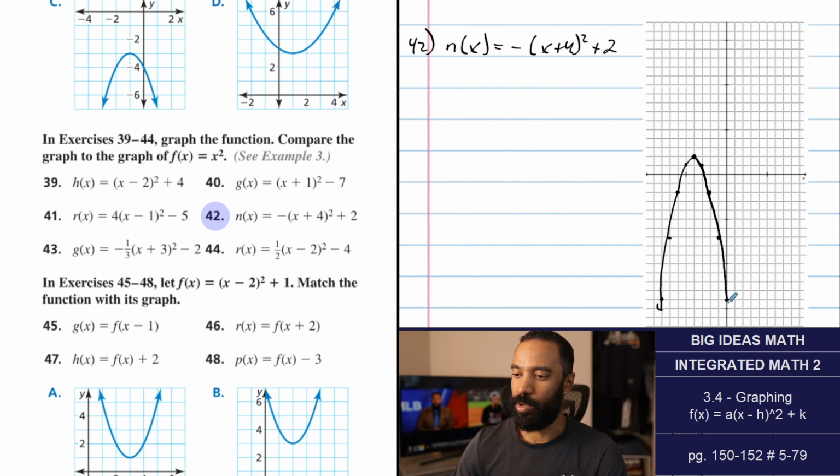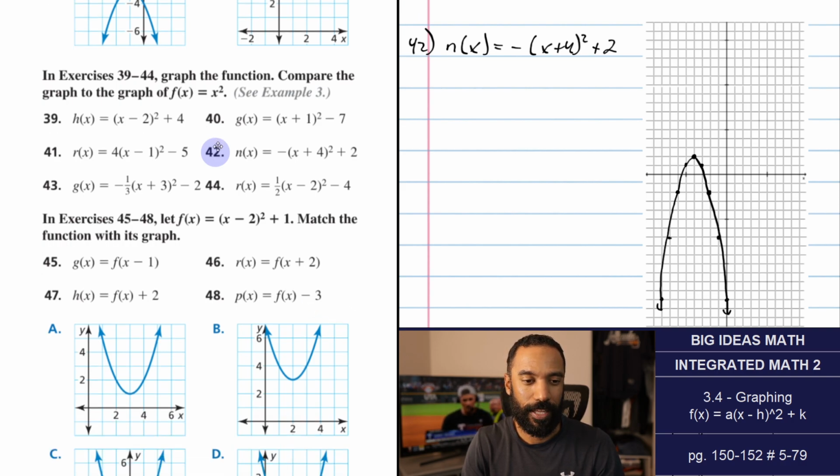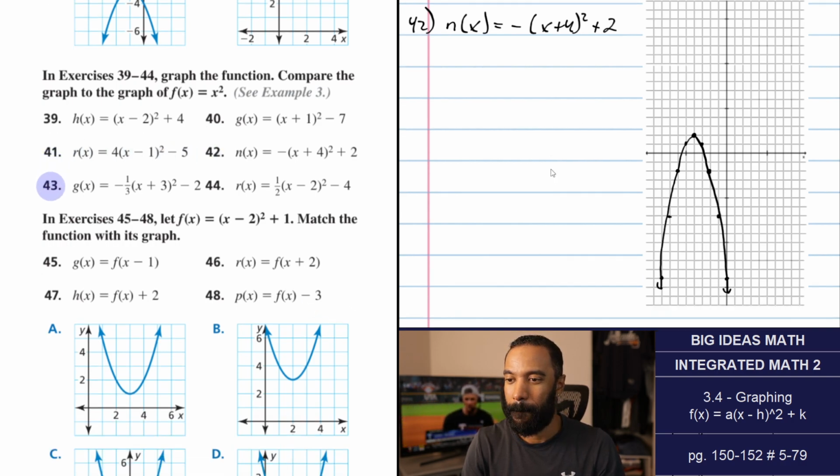The graphs go fast if you know what you're doing with them as far as avoiding tables and what we got going. Hopefully that's good. Number 43.